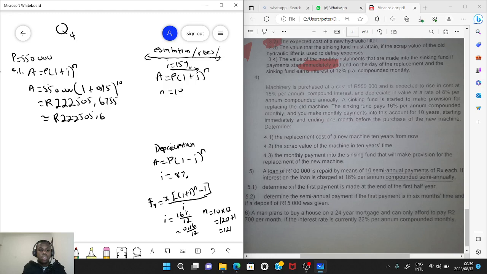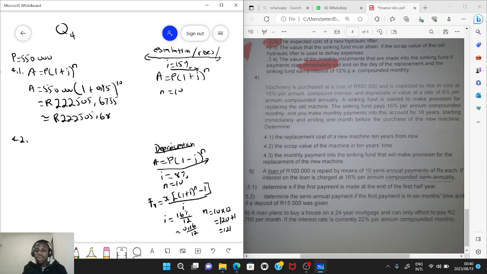And then now we have 4.2. 4.2 reads as follows: determine the scrap value of the machine in 10 years' time, right? Now I know this is my depreciation, right? I know that n will be 10. Why? Because i is compounded per annum, it's compounded annually, right?